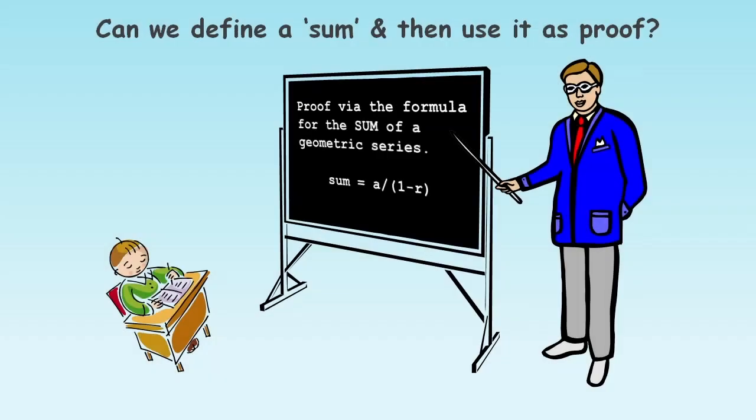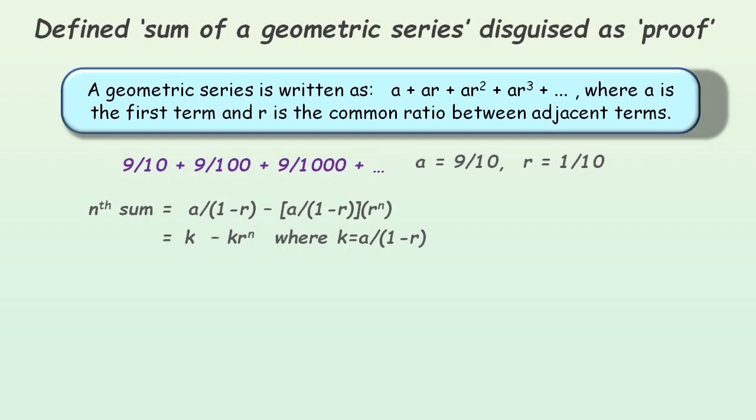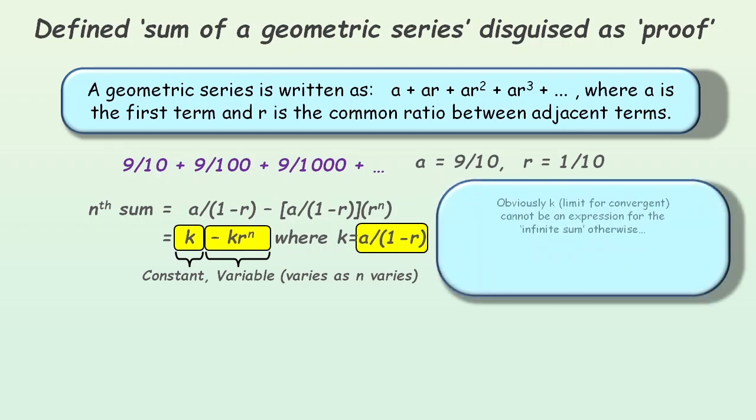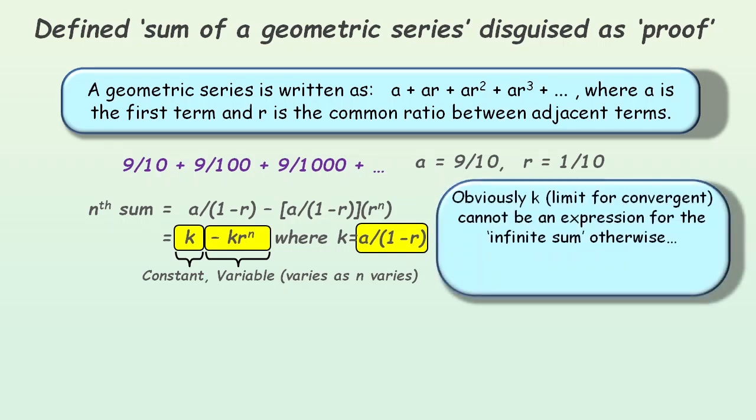And for a geometric series, the limit or sum is supposedly well defined. We can form an expression for the sum to the nth term that simplifies to k minus k times r to the power n, where k is a divided by 1 minus r. The constant part, a over 1 minus r, is called the limit, and in complete disregard of the obvious fact that it is impossible to add up infinitely many non-zero terms, the sum is defined to be equal to the limit.